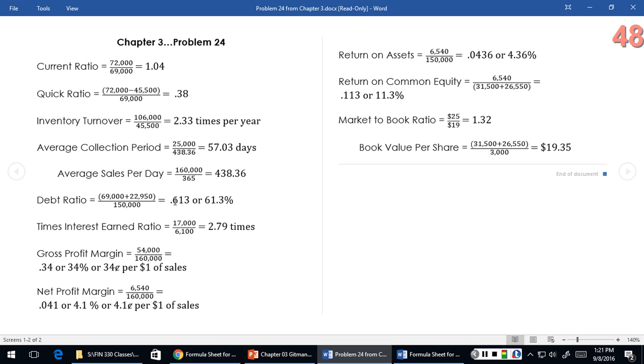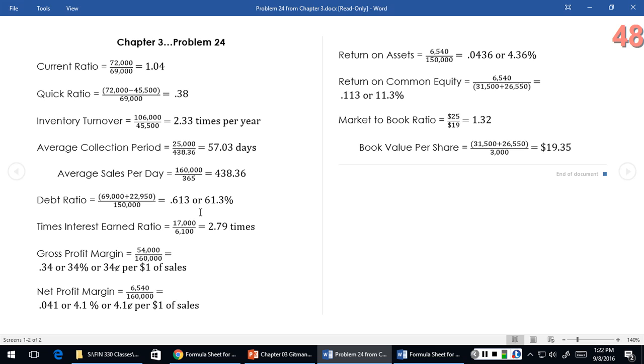Now, this can be read a couple of different ways. Somebody asked me, well, how do you want this? Do you want it as like 0.613, or do you want it as 61.3%? What this tells you is, and again, think about this, because when you're thinking about these ratios, this is the important thing: what is it telling me? This company has total liabilities of whatever that number is, 69,000 plus 22,950, divided by what it owns, total assets of 150,000.